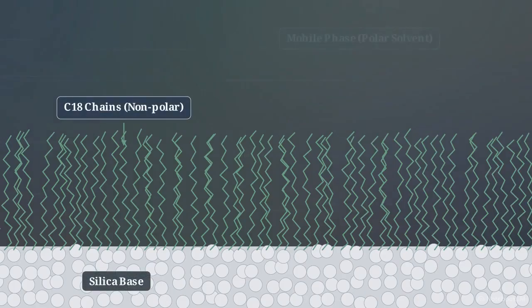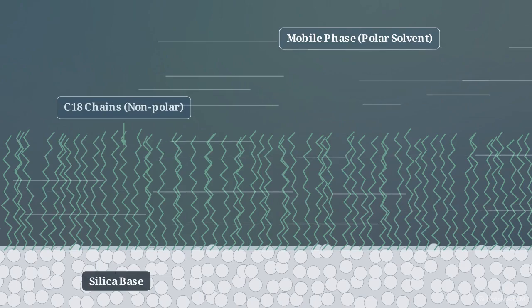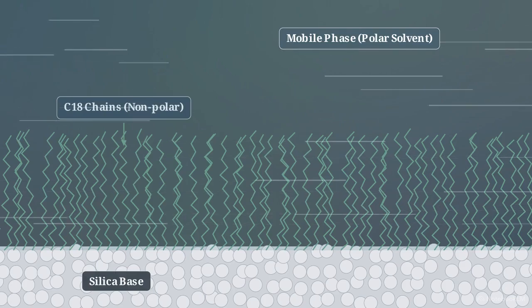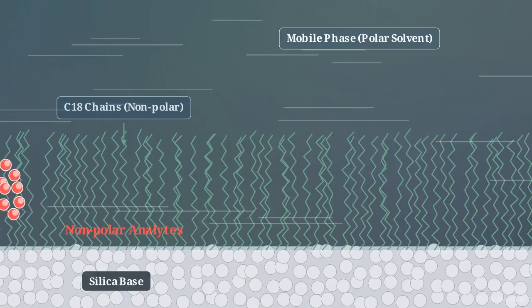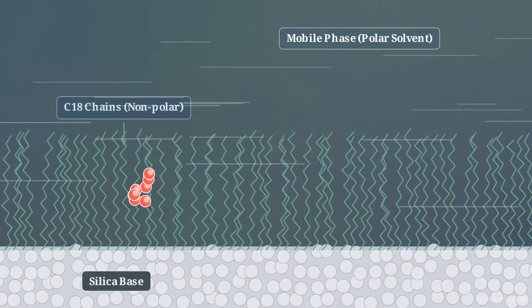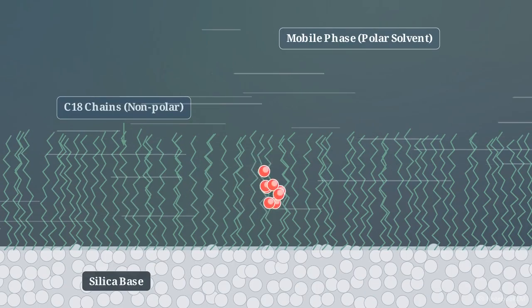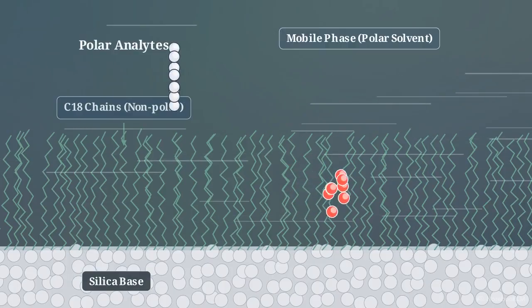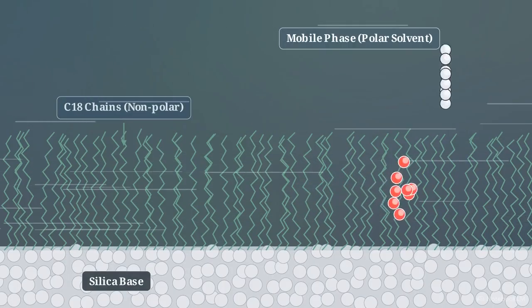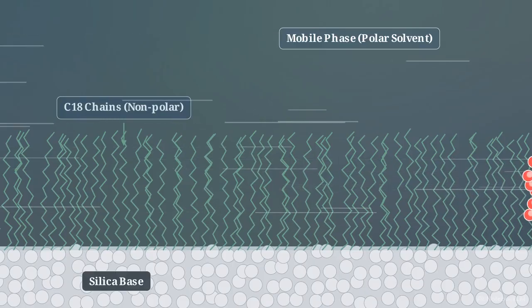Look at this cross-section. At the microscopic level, you have a base layer of silica particles bonded with strong, nonpolar C18 hydrocarbon chains. Running continuously through those chains is the mobile phase, typically made up of polar solvents like water, methanol, or acetonitrile. Because the C18 chains are nonpolar, compounds interact strongly with them. They get caught up in the matrix, taking longer to travel through the column and eluting later. Polar compounds prefer the polar mobile phase. They bypass the chains and flush out much earlier.